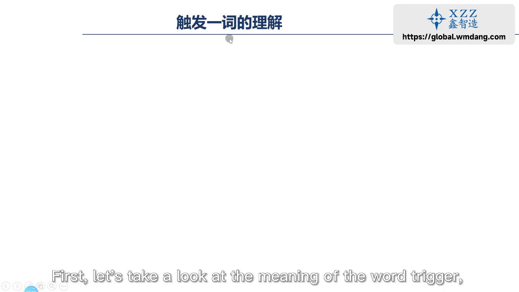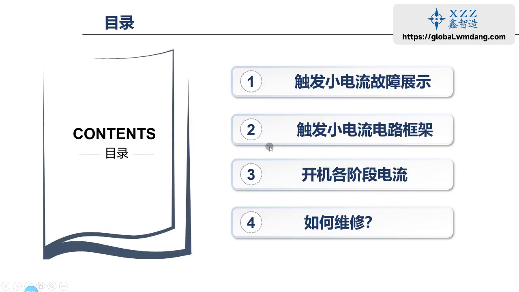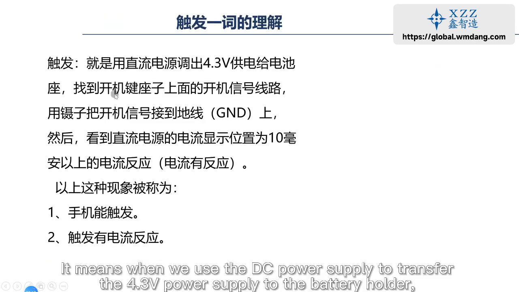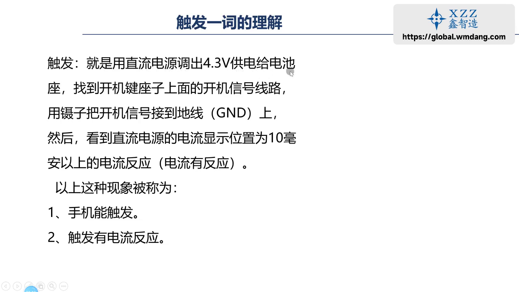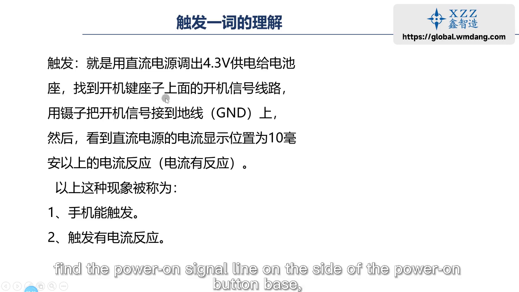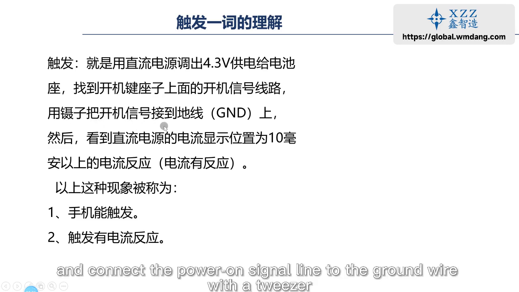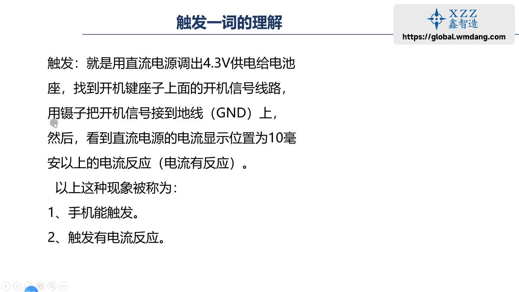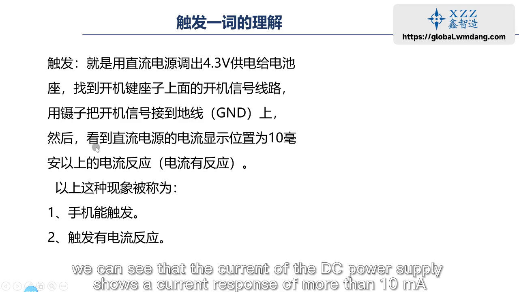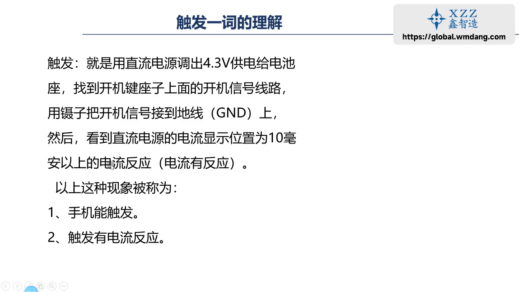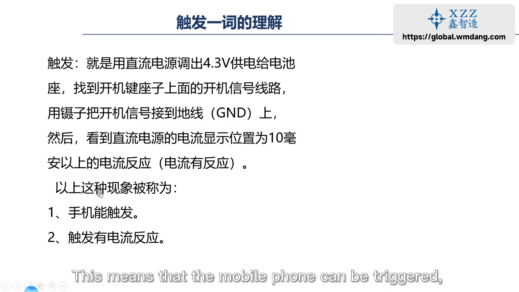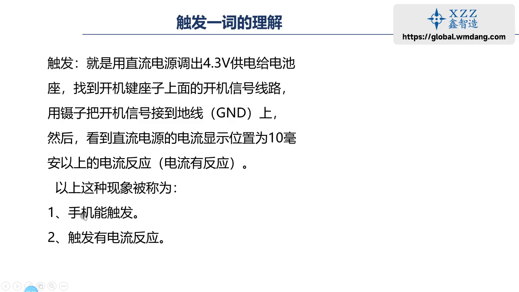First, let's take a look at the meaning of the word trigger. It means that when we use the DC power supply to transfer the 4.3 volts power supply to the battery holder, find the power on signal line on the side of the power on button base and connect the power on signal line to the ground wire with the tweezers. At this time, we can see that the current of the DC power supply shows a current response of more than 10 milliamperes. This means that the mobile phone can be triggered, or the trigger has current response.